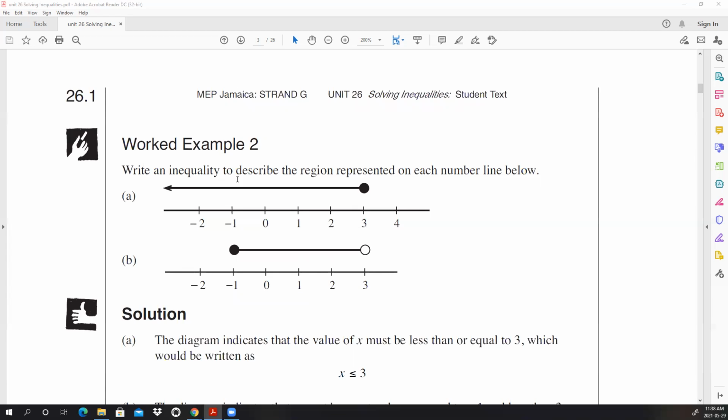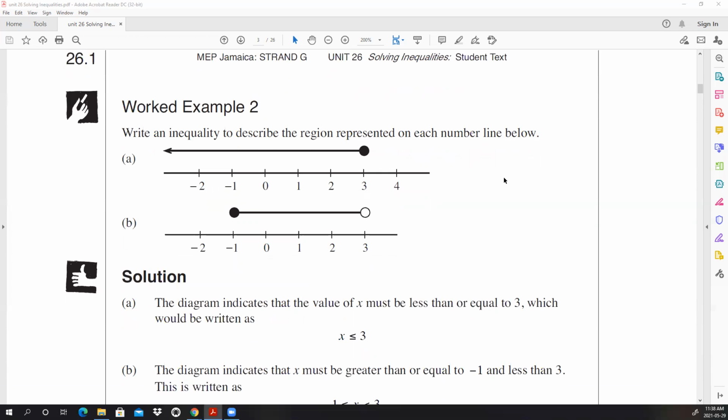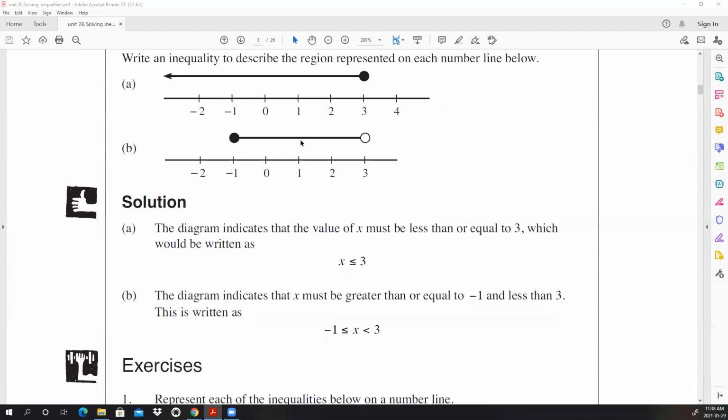And that's really it. Now write an inequality to describe the region represented on each number line. I have some examples. This is x is less than or equal to 3, so equal to, shaded, less than. Here we have x is greater than or equal to -1, but less than 3.